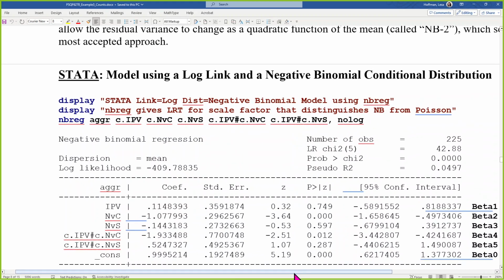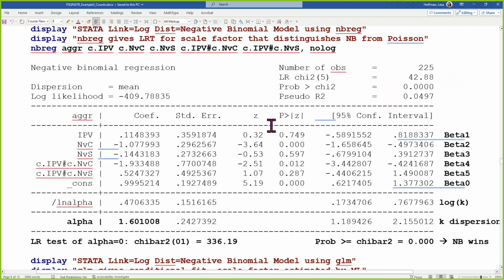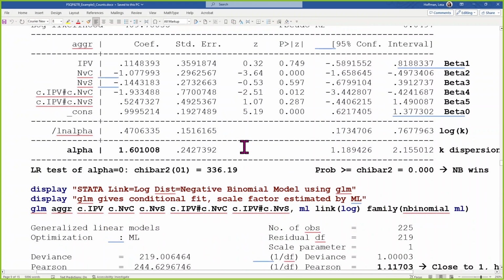So I'm doing this in two different ways in Stata on purpose. First, I am using NBReg, which is negative binomial regression. It does not have any index of distribution fit to it that's done for you. What it does have is this thing down here under the output, which says LR test of alpha equals 0, chi-bar 201.